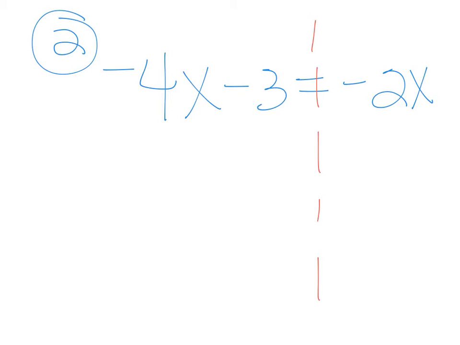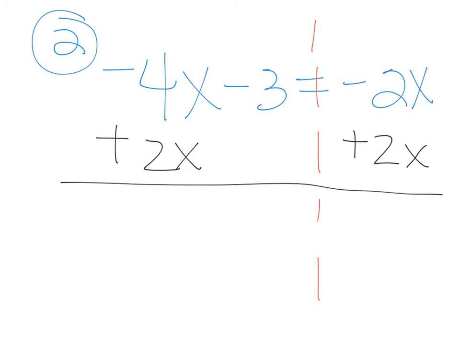Now, what I'm going to do first on this problem is, because that's a negative 2x, and I want to get all my x's on the left-hand side, I'm going to add 2x to both sides. Now, this is where this one is a little different. We didn't do one like this yesterday.